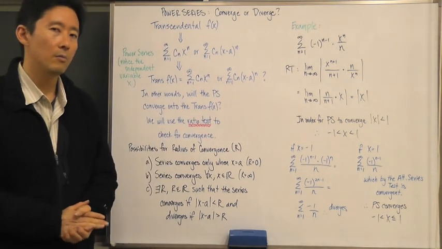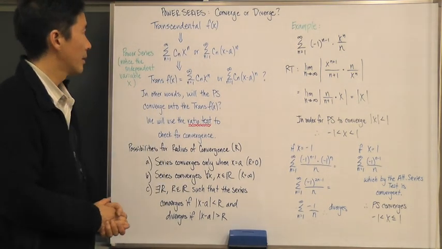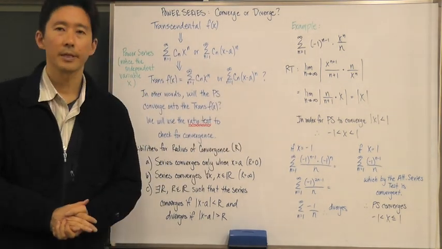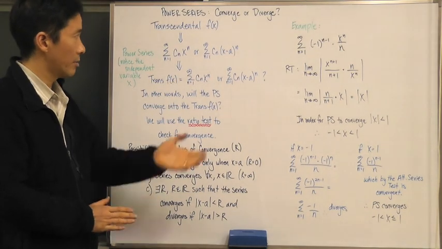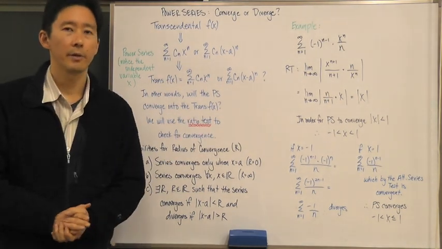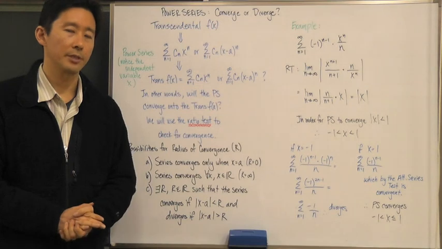Okay, so we'll take a look at how we can notice that something is a power series, and also use the ratio test to determine the radius of convergence.